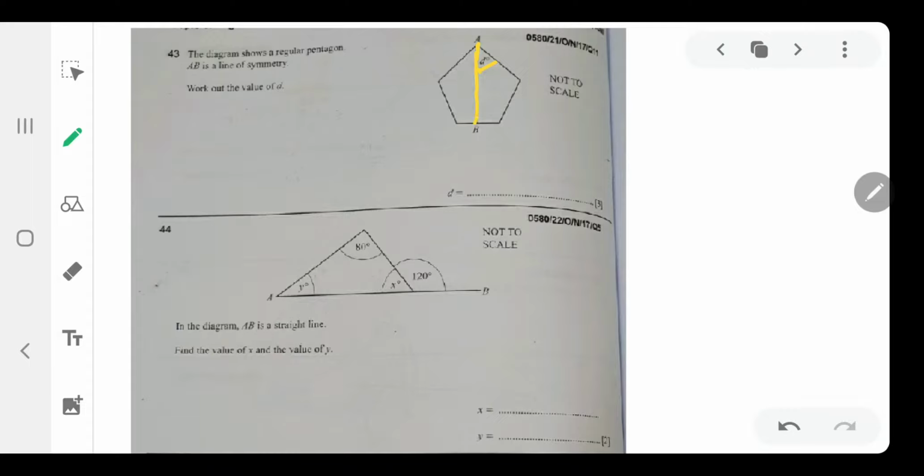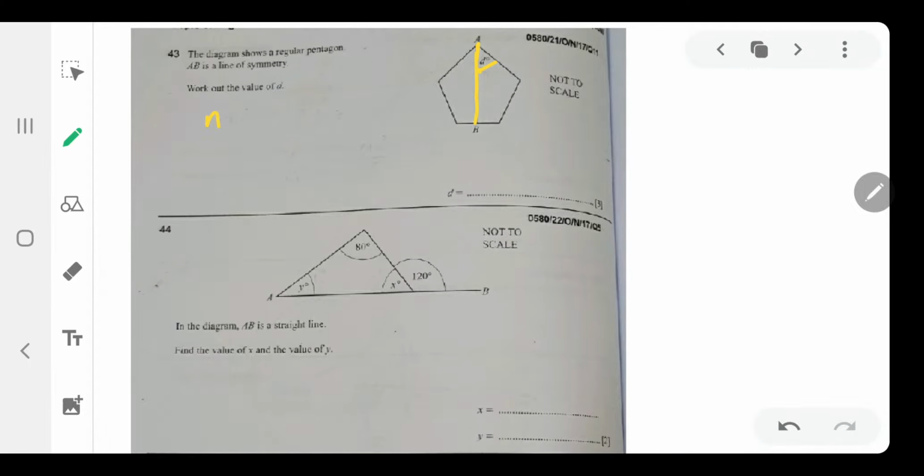AB is a line of symmetry. So we have to find out the value of d. To calculate the value of d, we must know what the interior angle of this pentagon will be. So we use the same concept to find the sum of the interior angles of a pentagon, and then we divide it by 5 to get each interior angle.